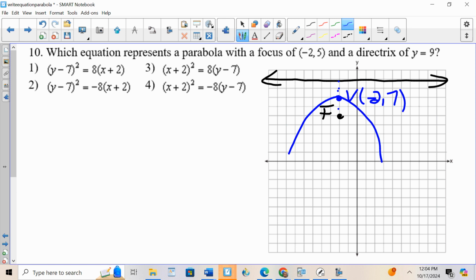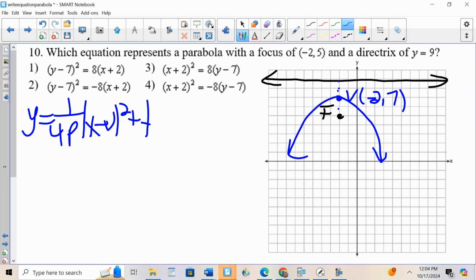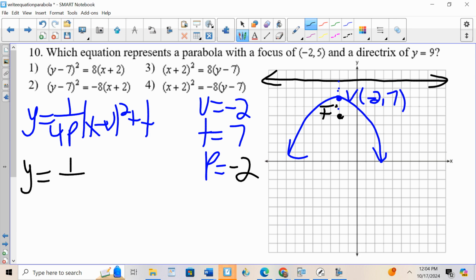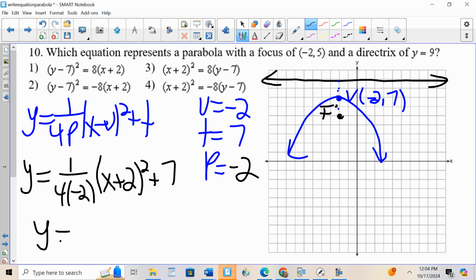It can't hit the directrix. It opens down. y equals 1 over 4p (x minus v) squared plus t. v equals, t equals, p equals. Vertex is (-2, 7). So v is -2. T is 7. It's going down 2. It's opening down. So p is -2. y equals 1 over 4 times -2. Change the sign of v. Don't change the sign of t. That becomes -1/8 (x plus 2) squared plus 7.